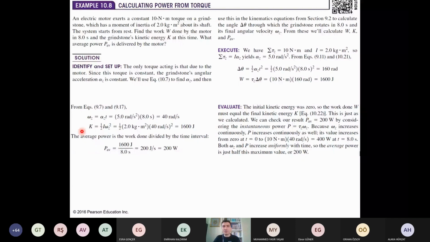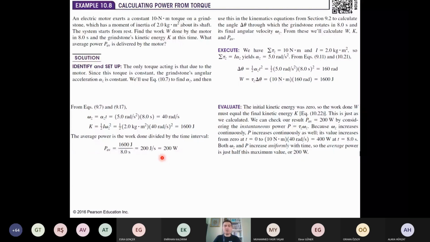So what about the work? The work done by the torque when the time is 8 seconds is also 1600 joule. So the total work is equal to the change in the rotational kinetic energy. And the last question, what average power is delivered by the motor? The average power is delta work over delta t. Delta t is 8 seconds, delta work is given, then you can calculate 200 watt. This is the power when the time is 8 seconds.